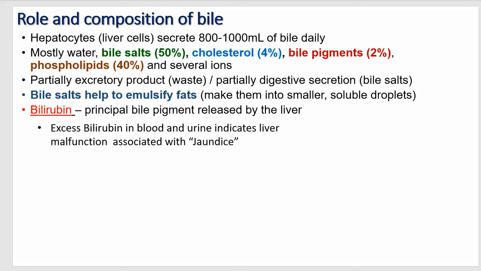All right, so the role and composition of bile. So hepatocytes or liver cells secrete about 800 to 1,000 milliliters of bile daily. So about a liter of bile is made by the liver every day. And remember, it's just sort of drip, drip, drip, dripping it out into the gallbladder. So it's mostly made of bile salts. Now, bile salts are those things that are going to help emulsify, so we're going to talk about that later.